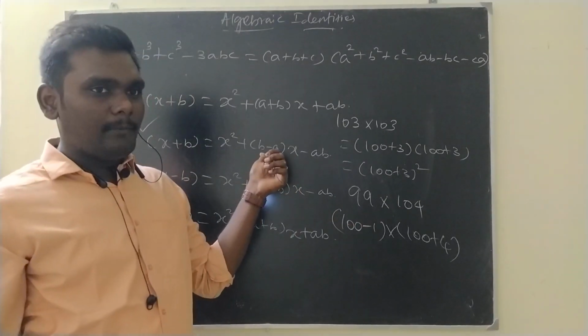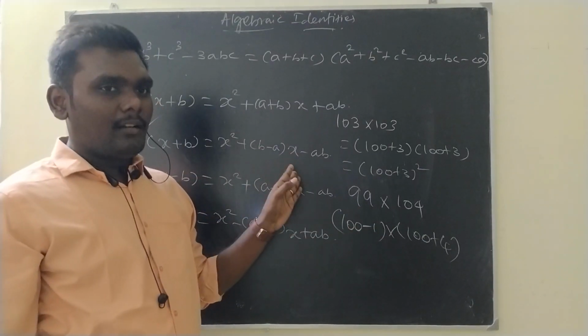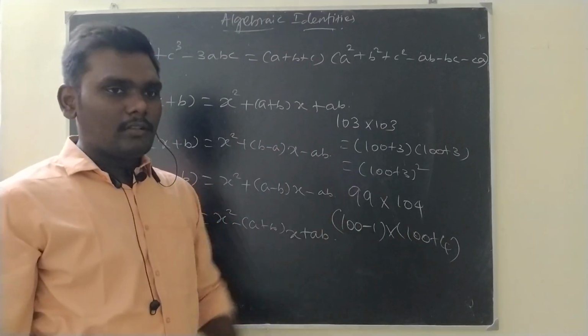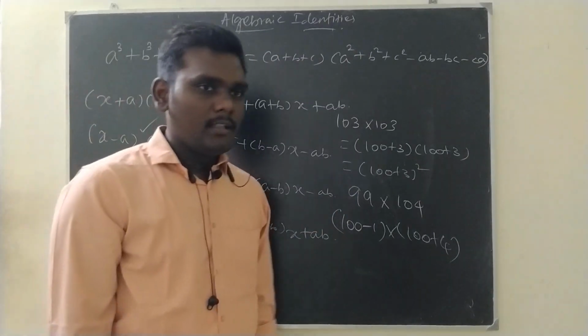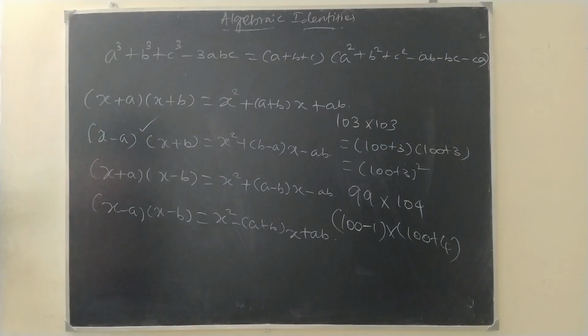Then here B minus A. What is B? 4 minus 1. This 3 into 100, 300. Then here minus AB, so minus 4. That's all. Right, 3 steps and we add everything. That's how it works. This type of questions may be asked. Now we'll get back to the exercise.